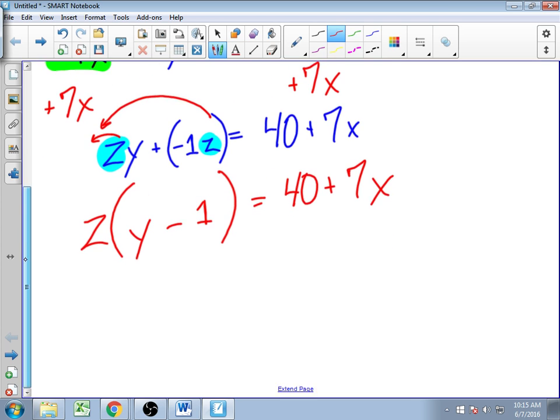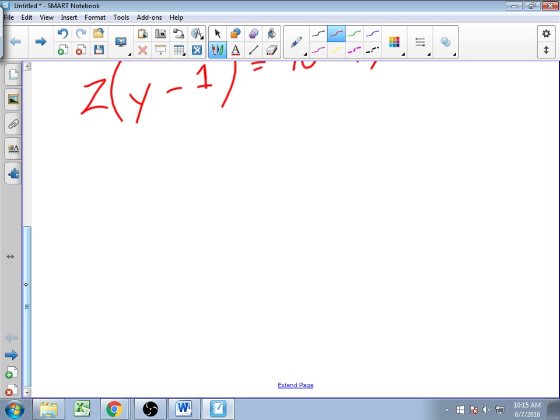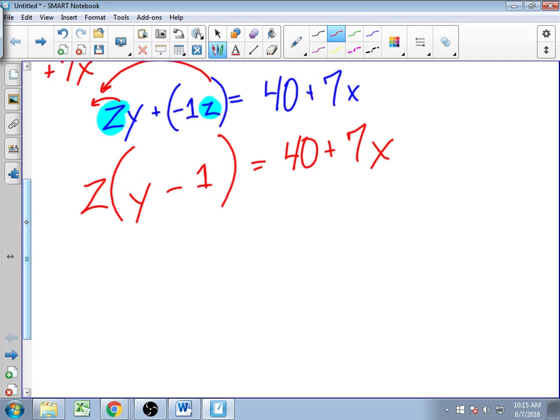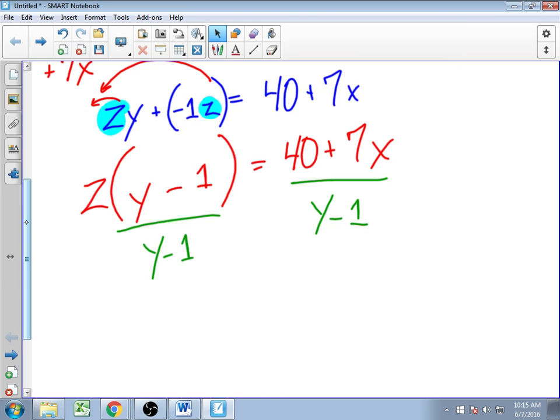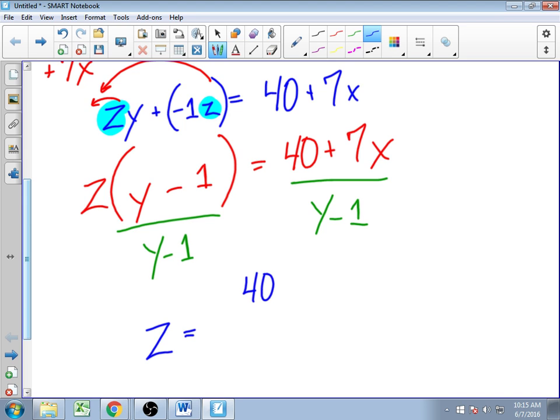Now, to get z by itself, there's just one last thing that I need to do. Divide by y minus 1. So it would be 40 plus 7x over y minus 1 on the right side. So the left now becomes just z, because a value divided by itself cancels out. And my right side is 40 plus 7x divided by y minus 1.